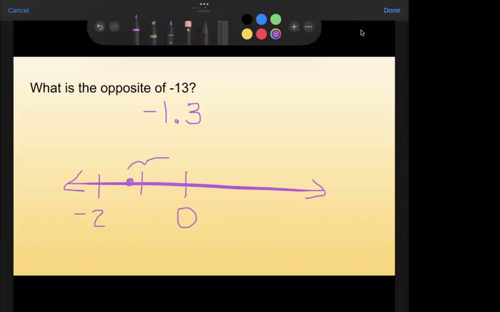And that is 1.3 units away from 0. So I need it to be 1.3 units away from 0, but on the other side. So let's say this is positive 2. So I'd go 1 and another 0.3, which would put me somewhere around here. And that would be positive 1.3. Again, the shortcut would be just change the sign from negative 1.3 to positive 1.3.